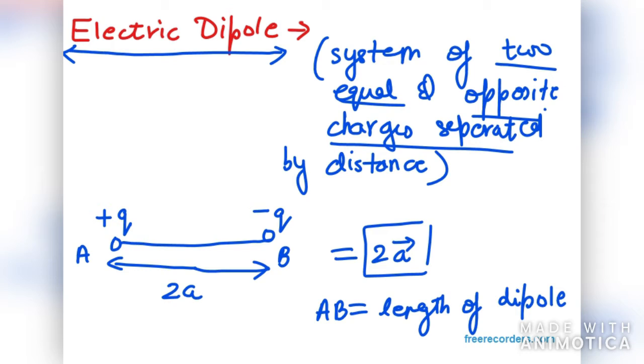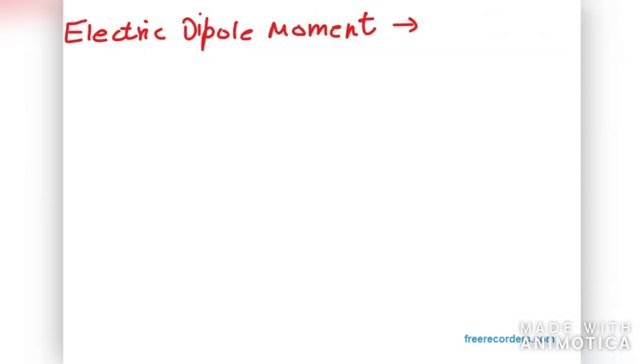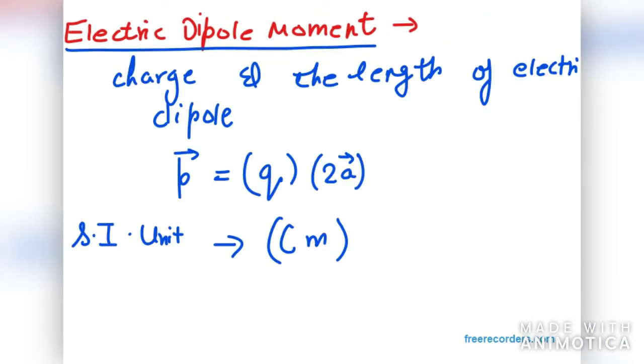q and minus q. Now the next thing is electric dipole moment. That is the measurable quantity and we have to study about that only in this case. So let's start with electric dipole moment. Electric dipole moment is actually the product of charge and the length of electric dipole. So it is actually applied on electric dipole. The formula for this is P vector equals q into 2a vector, where 2a is the length of the dipole. The SI unit of electric dipole moment will be, for q as you know it is coulomb, and for a we have meter.